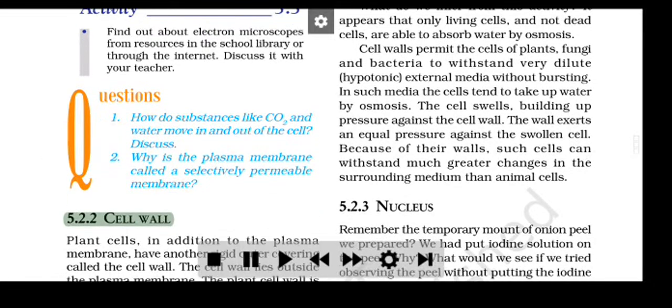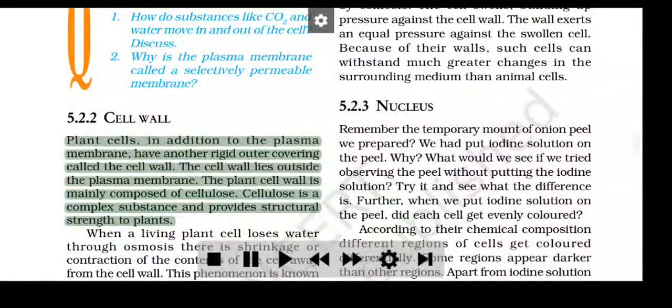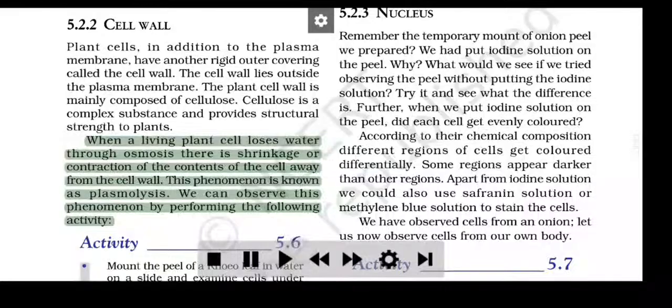5.2. Cell wall. Plant cells, in addition to the plasma membrane, have another rigid outer covering called the cell wall. The cell wall lies outside the plasma membrane. The plant cell wall is mainly composed of cellulose. Cellulose is a complex substance and provides structural strength to plants. When a living plant cell loses water, the contents of the cell shrink away from the cell wall. This phenomenon is known as plasmolysis.